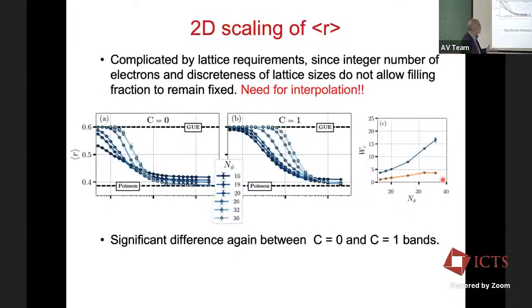We tried doing two-dimensional scaling, okay? There is a problem. You have to satisfy the constraint that the number of electrons is an integer. You have to satisfy the constraint that the lattice size in each direction is an integer. And therefore, you can't satisfy the constraint that the density of electrons is fixed. So you have to start doing interpolation. So that's where the problem starts.